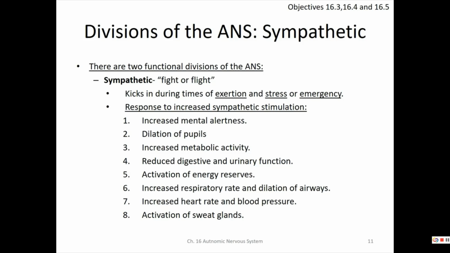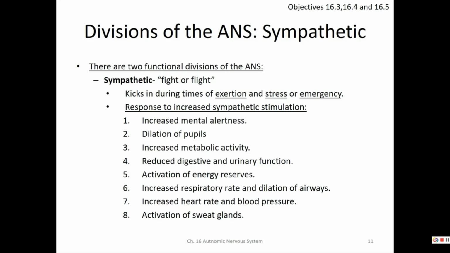Now, sympathetic functionally, I like to call it fight or flight. You might hear me refer to it as feed, flight, fight, and fornicate, partly because the hypothalamus, we know, is involved in feeding, fighting, flighting, and fornicating, the four F's. Well, sympathetic is your fight or flight. This kicks in when you're stressed, when it's an emergency, when you're exerting your body.